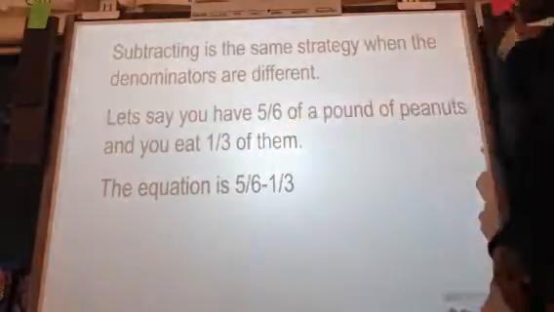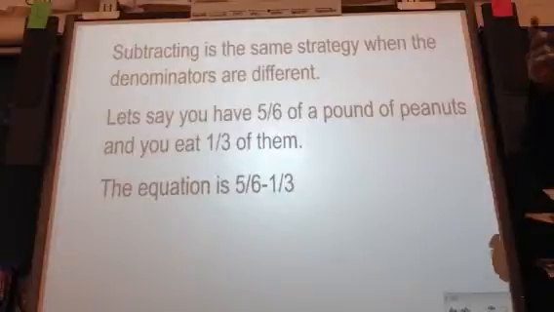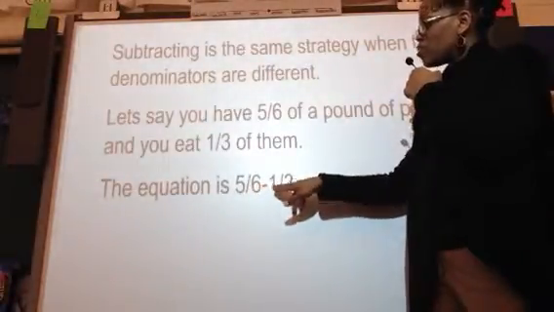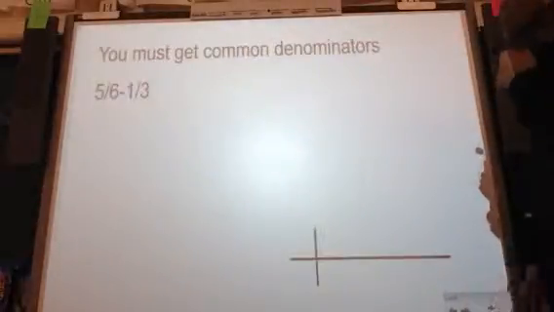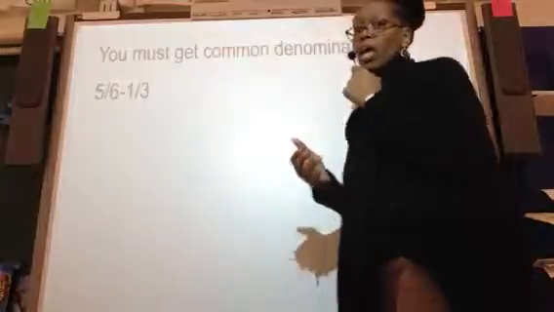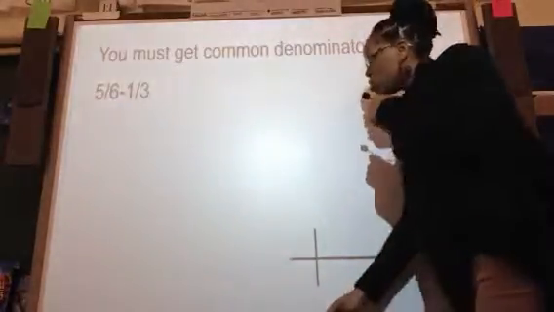Let's say you have 5/6 of a pound of peanuts and you eat 1/3 of them. The equation is 5/6 minus 1/3. So, look at 6 and 3. Are those the same? No. So you have to get common denominators. So how do we do that?